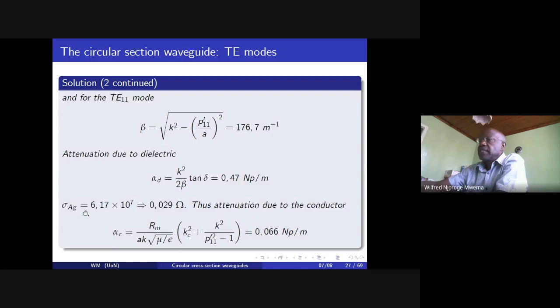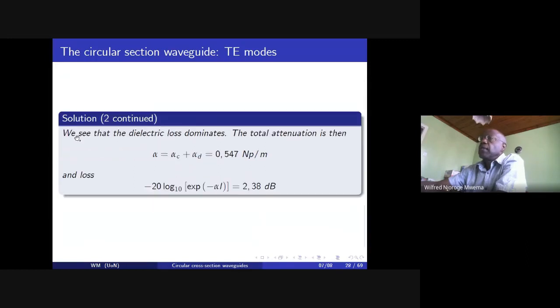And the silver conductivity is given as 6.17 times 10 raised to 7 Siemens per meter. And this gives us a value of Rm corresponding to 0.29 ohms. And the attenuation due to the conductor is going to be given by alpha c equal to Rm over a k multiplied by that value there, and you get a value of 0.066 nepers per meter.